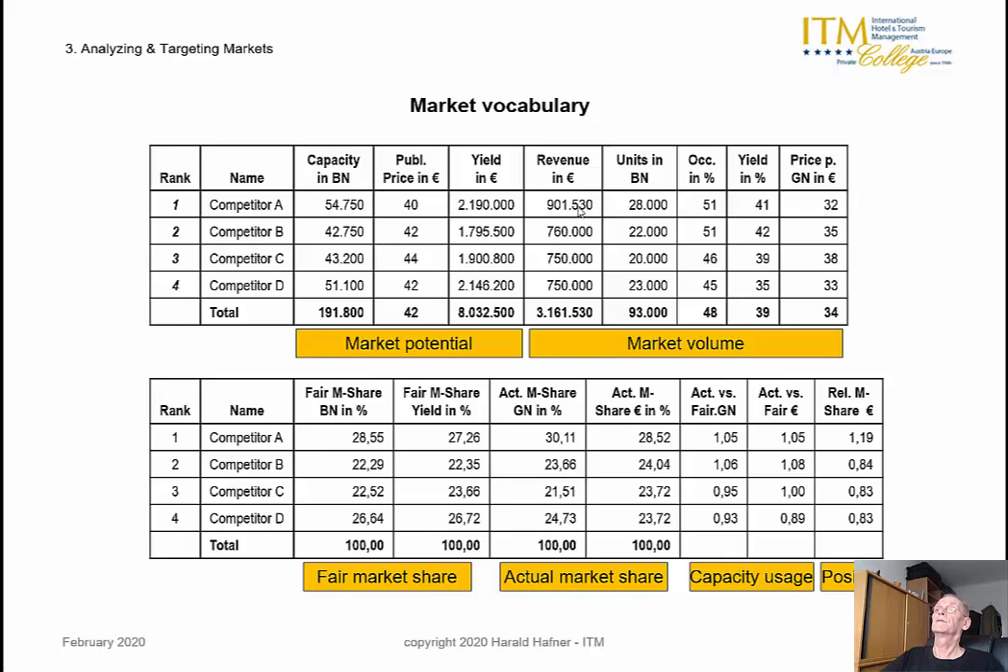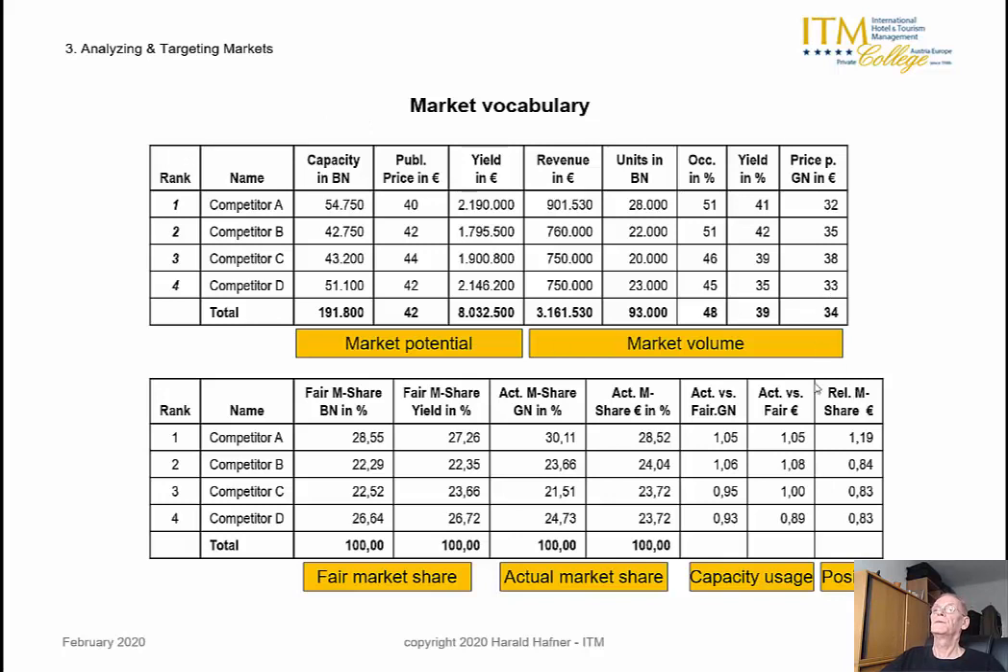calculated if you divide the revenues by the units, and then you arrive at 32, respectively 35, 38, and 33 euros. The total market volume shows us an average price per bed of 34 euros. So this is how the first table comes about.